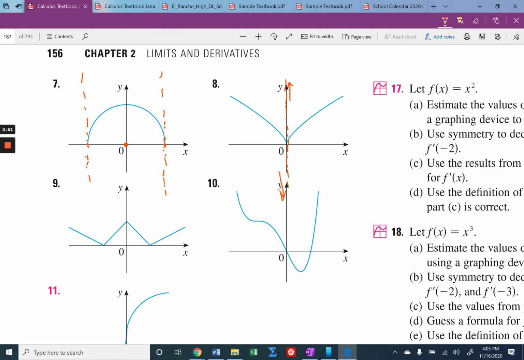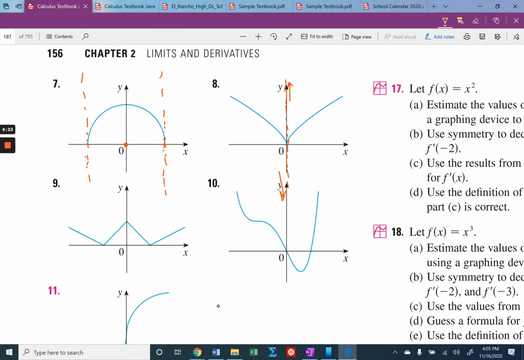For number 9, remember that any place the graph has a sharp turn, in 8 this is a sharp turn. Also in 9, these are sharp turns. The graph is not differentiable, so we're not going to have a slope at that point, okay? So there's no horizontal tangent line here because this sharp turn just doesn't exist. Neither does it here. All of these pieces in this graph in number 9, they're all linear. So the derivative is going to be the slope of those lines at each of those intervals.